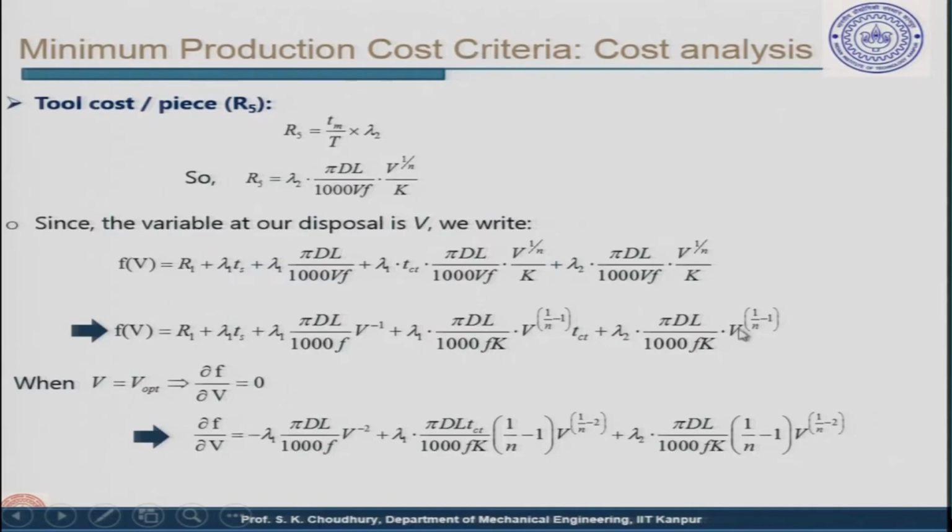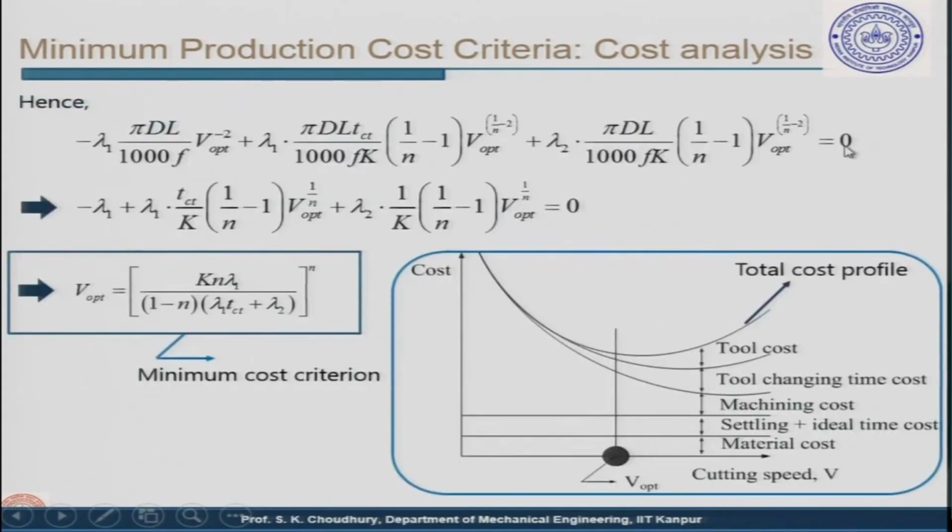If you take the first derivative of this equation, then these two are cancelled, because they are not dependent on the cutting velocity. This is the R1 raw material, and this is the settling and the idle time cost. These are not coming into the picture. So, these 3 are coming into the picture, and this will be minus lambda 1 pi dl by 1000 F, V to the power minus 2, after taking the derivative. So, you take the derivative like this, then we are making that equal to 0.